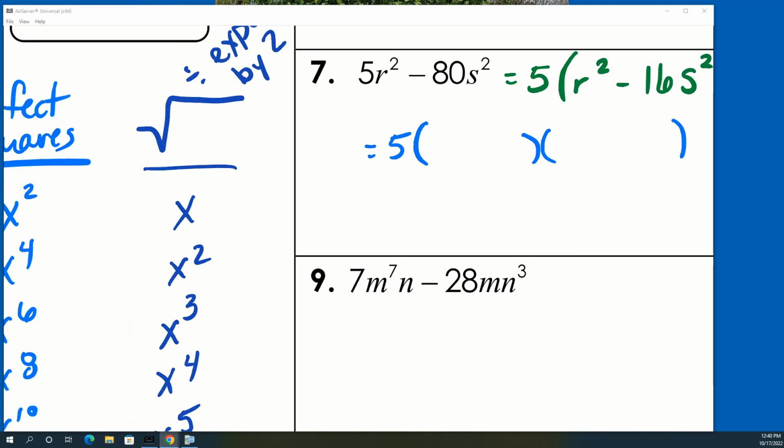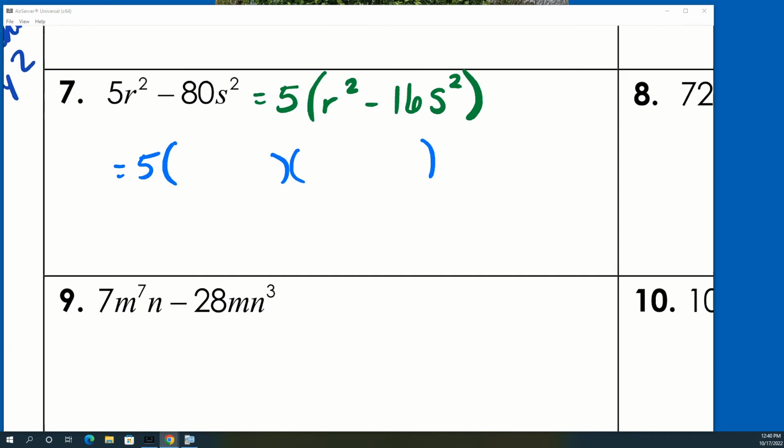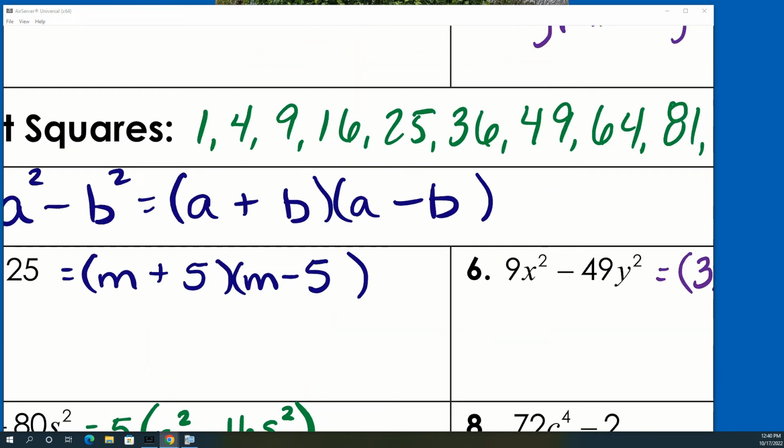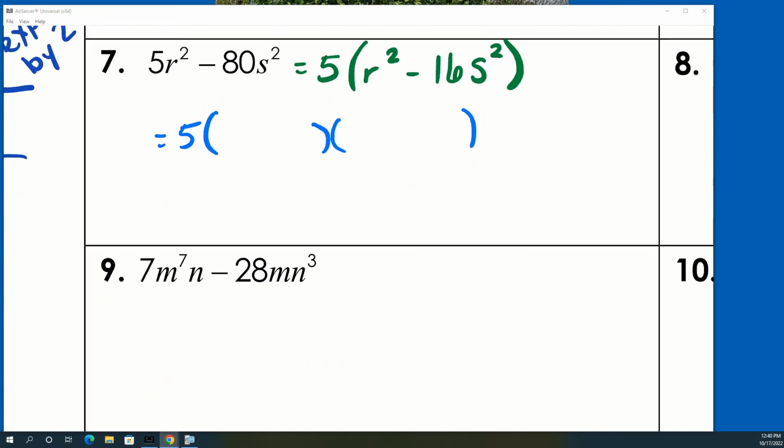All right, now r squared is a square, just like x squared is, and then 16 is in our list. So we can just find each square root, which is going to be r. And then for 16s squared, it's going to be 4s and 4s. And then one with a plus and one with a minus.